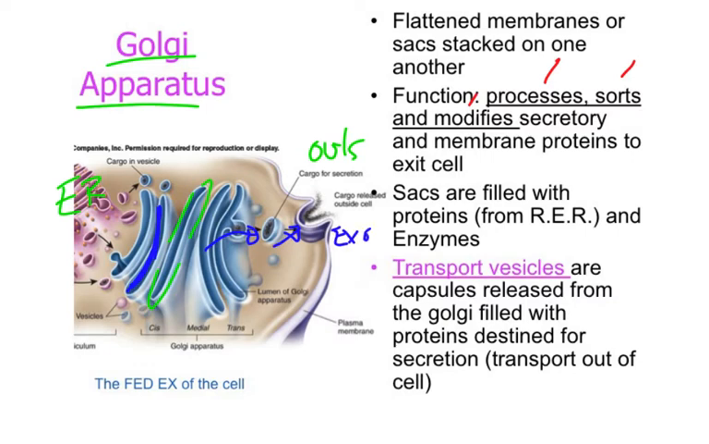These sacs are oftentimes filled with enzymes. We call these little vesicles transport vesicles. And so they're moving things out of the cell. A lot of stuff actually needs to stop here from the ER, needs to stop in the Golgi so that it can get modified or changed in some way, the structure, so it'll work once it leaves the cell.